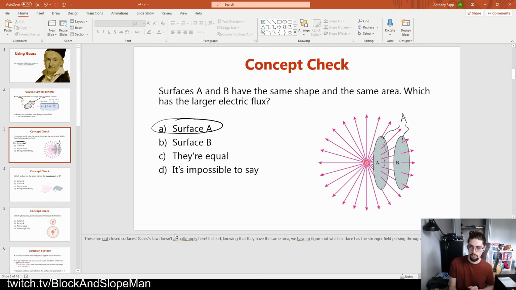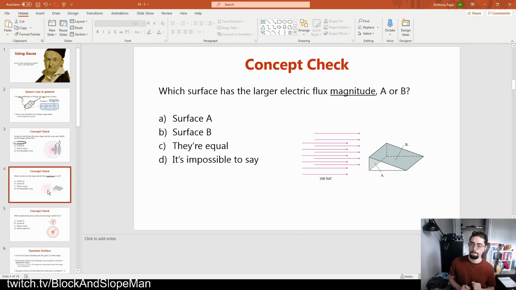All right, so let's look at concept check number 2. I have some sort of shape here. I have a side A, let me highlight this one. This is A. It's a back-facing plate. Face B is this big square on top. Which surface has the larger electric flux magnitude? A or B? Let's think about this one for a little bit.